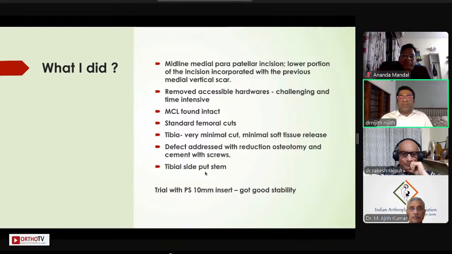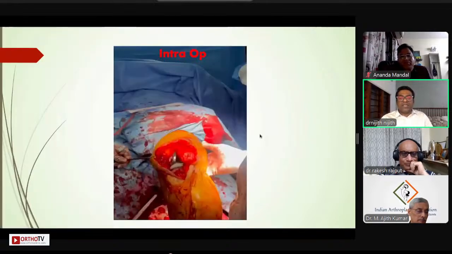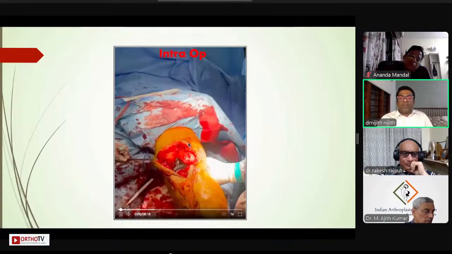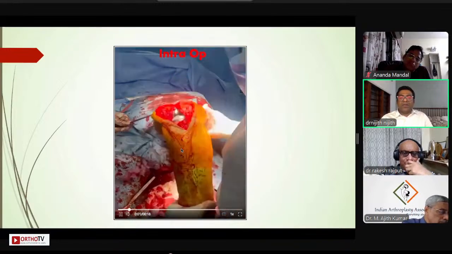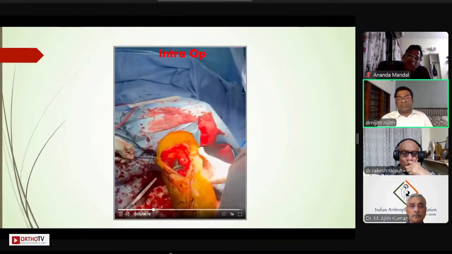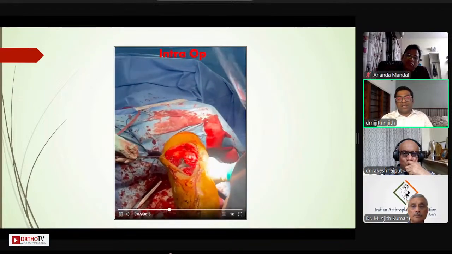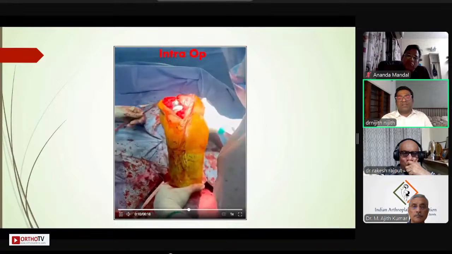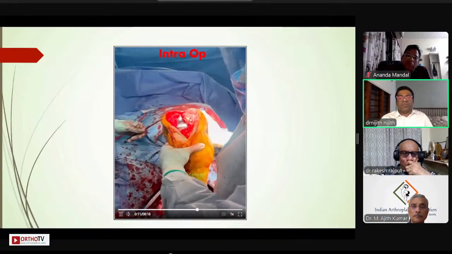And on the tibial side, I put a stem. So this is the intraop video, the intraop video after the original implantation. So when I got reasonably good stability with 10 mm of PS poly.